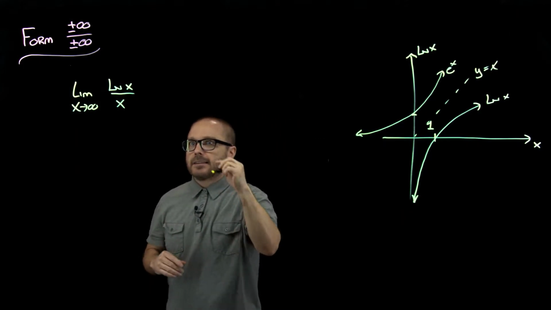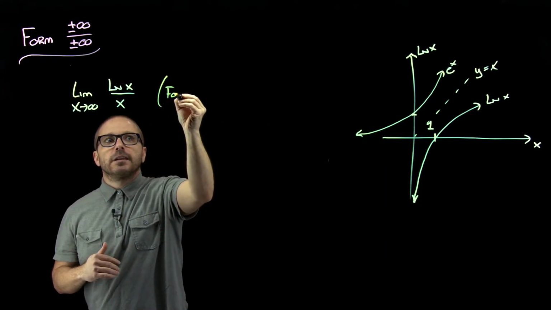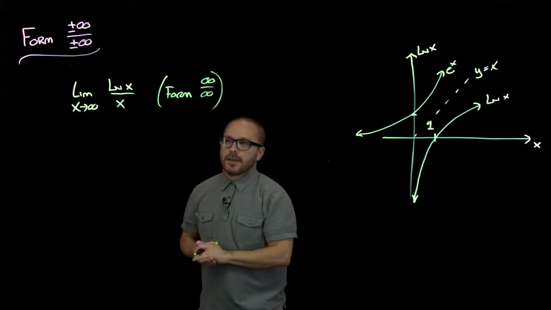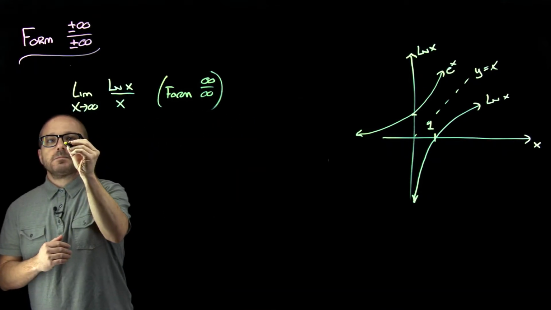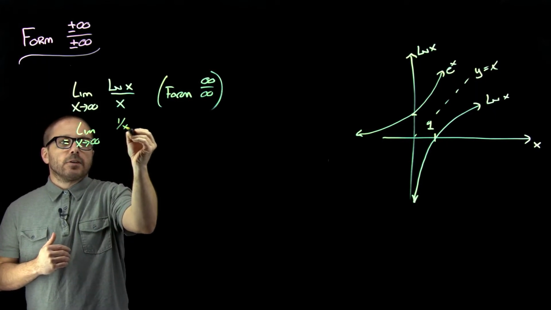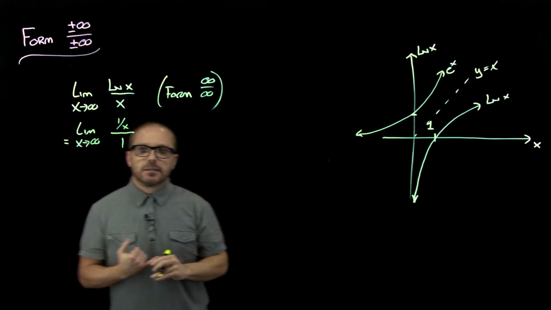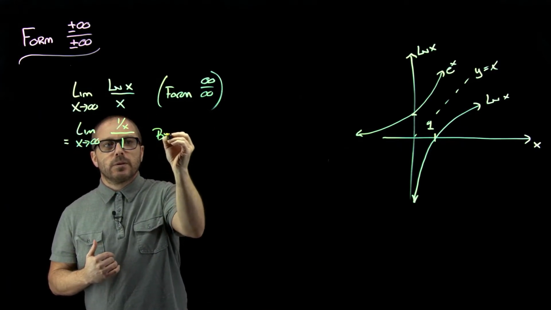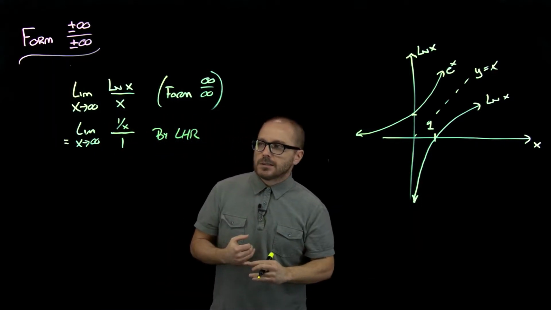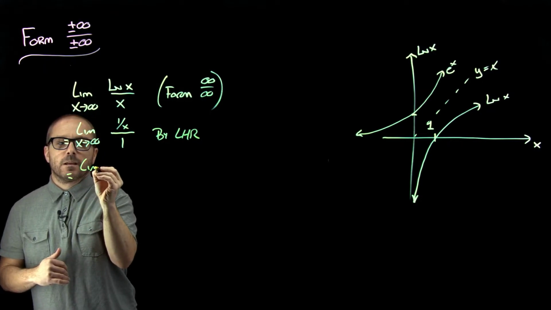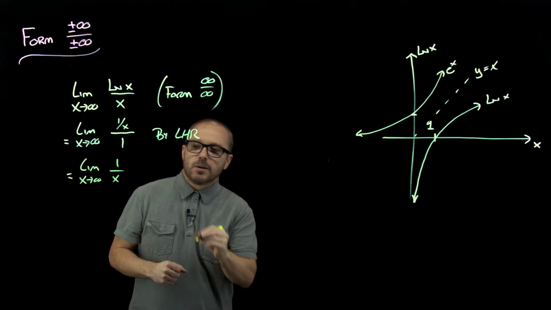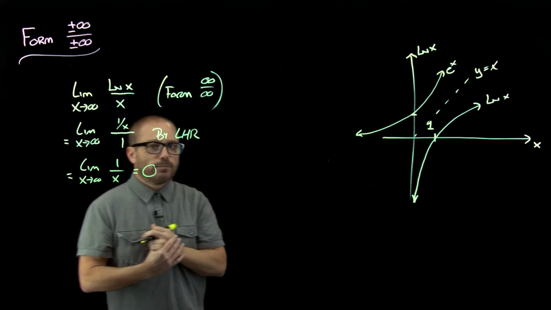So we are looking at, then, a form here of infinity over infinity. And we can use L'Hopital's rule on that form. So the derivative of natural log is 1 over x. Derivative of x is 1. And again, whenever you use L'Hopital's rule, I want you to state that that's what you're doing, so it's clear how you're getting from one step to the next. When you simplify that, that's just 1 over x. And as x goes to infinity, that goes to 0.